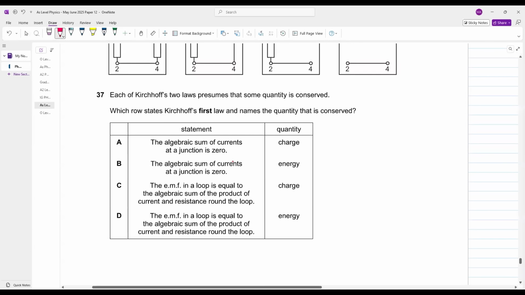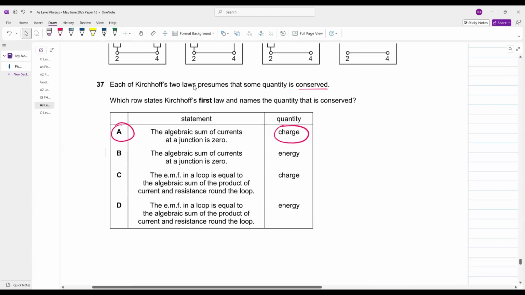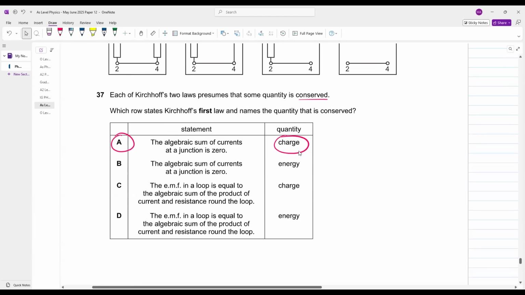Each of Kirchhoff's two laws presumes that some quantity is conserved. Which row states Kirchhoff's first law and names the quantity that is conserved? The algebraic sum of currents at a junction is zero. Yes, you can say that. And which quantity is conserved? Charge. That is the answer to 37. Sorry, a brain freeze moment from my side. This is the definition of Kirchhoff's first law, and this is the quantity that is conserved.